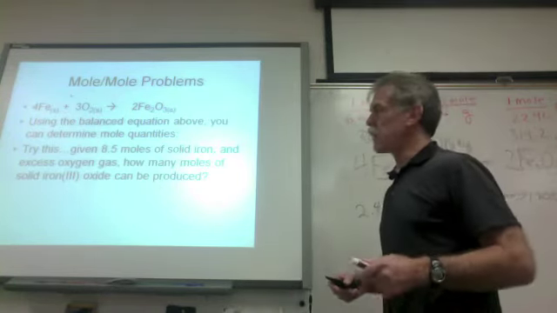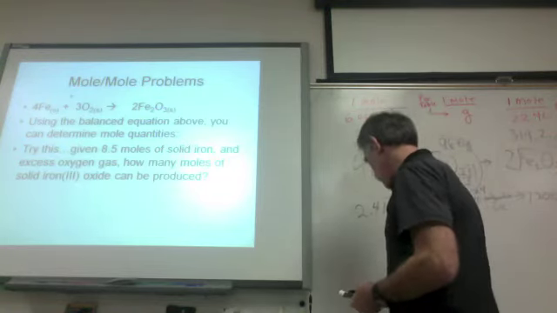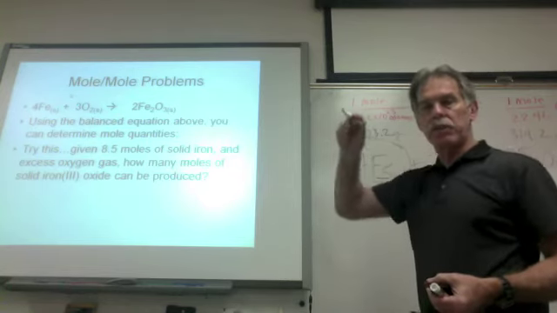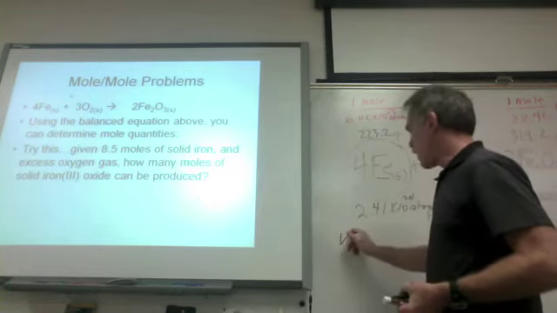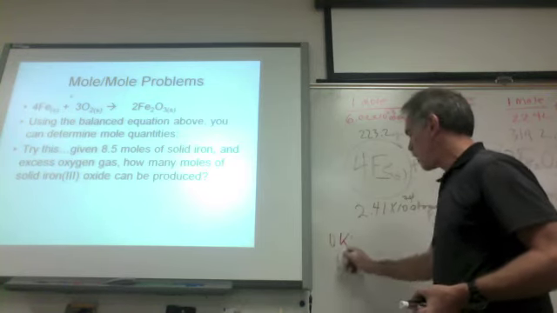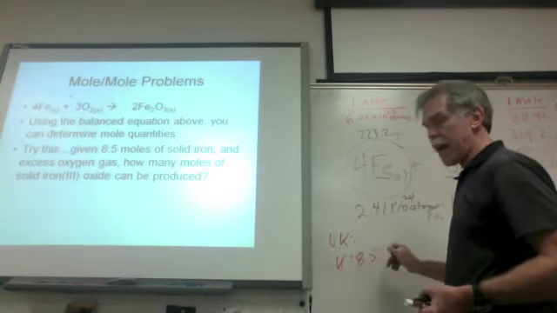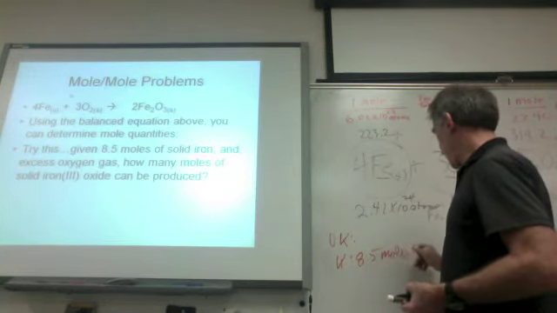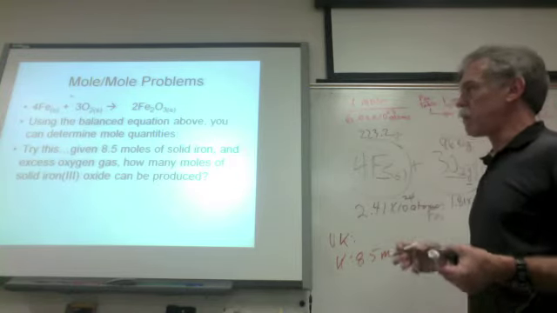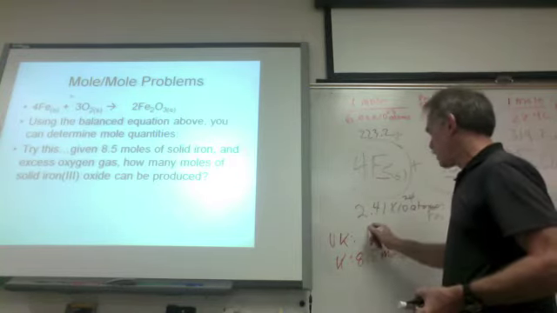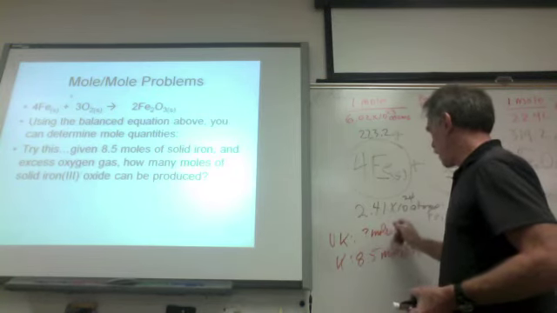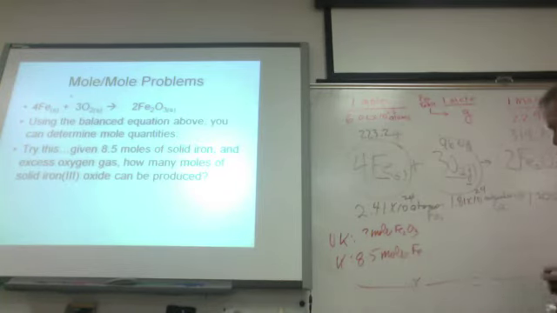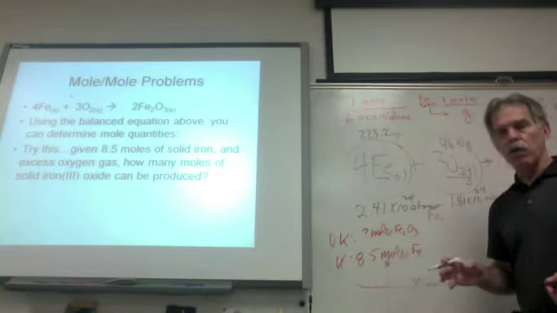So it says, try this. Given 8.5 moles of solid iron, and we're going to write that as our known. If you don't want to write that separately, well, then just circle it and put a K above it for known. So here's our unknown and known. For known, we're going to write we have 8.5 moles of Fe. The unknown in this case is how many moles of solid iron 3 oxide. So question mark moles Fe2O3.